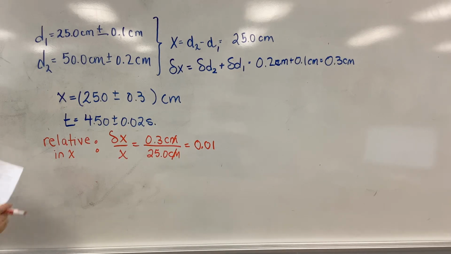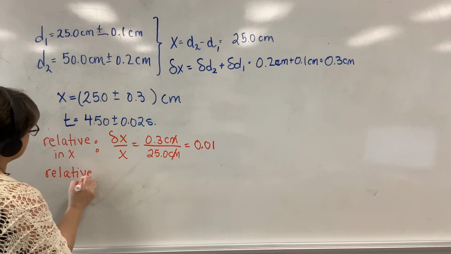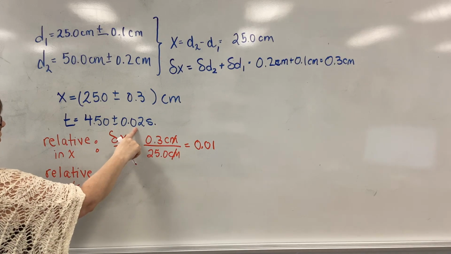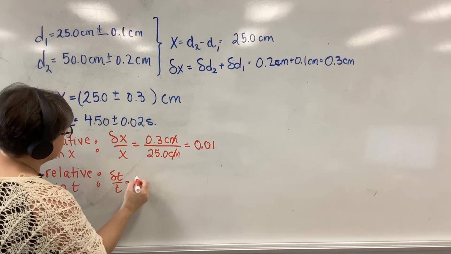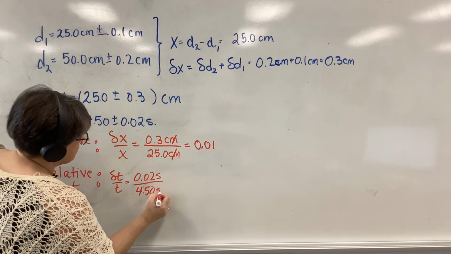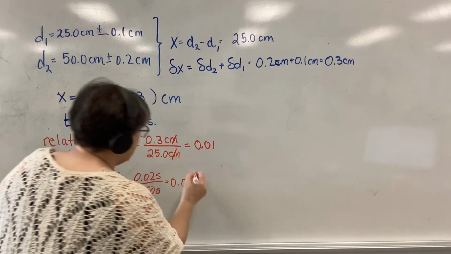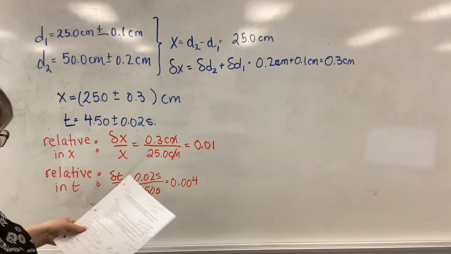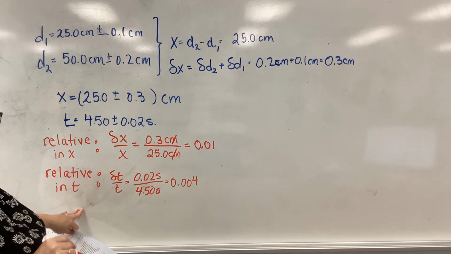You're also asked to find the relative uncertainty in time, and this is just for your first trial. So likewise, we do the uncertainty in time divided by the time. Delta t divided by t: 0.02 seconds divided by 4.5 seconds to give us 0.004. Again, this is an uncertainty, so it rounds to 1 significant digit. Uncertainties are always 1 significant digit. The next part of question 1 is to find the relative uncertainty in the velocity.